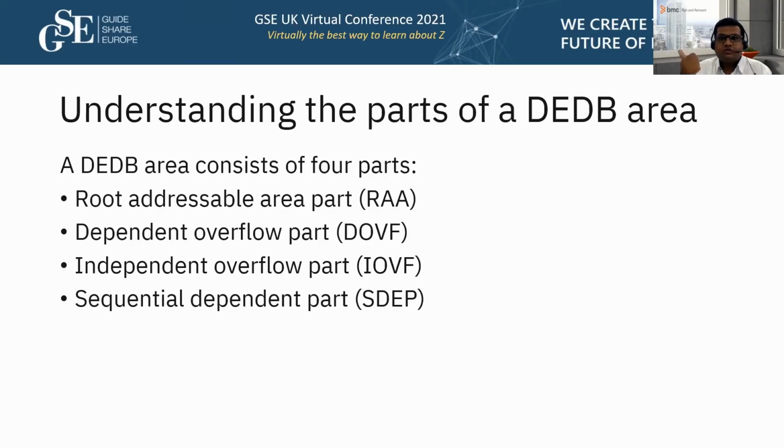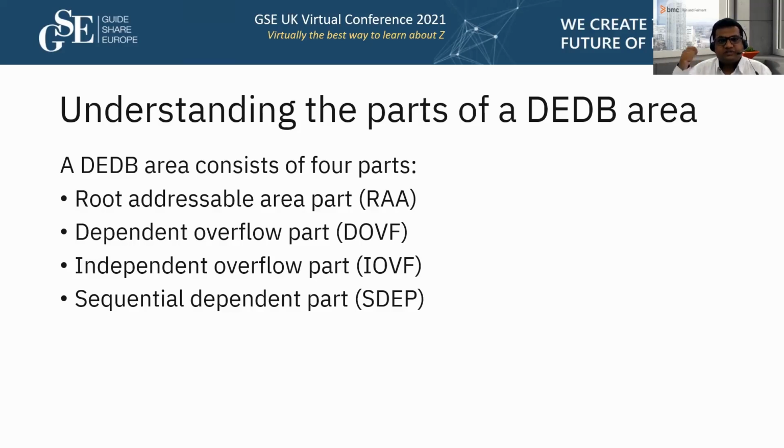So whatever your root segment will be, it will be used by the randomizer and it will be directed to a particular RAA. And then if the RAA does not have enough free space, it will have a dedicated space called DOVF, which is connected within a particular unit of work. So if your root segment cannot reside there, it will go to the overflow part.